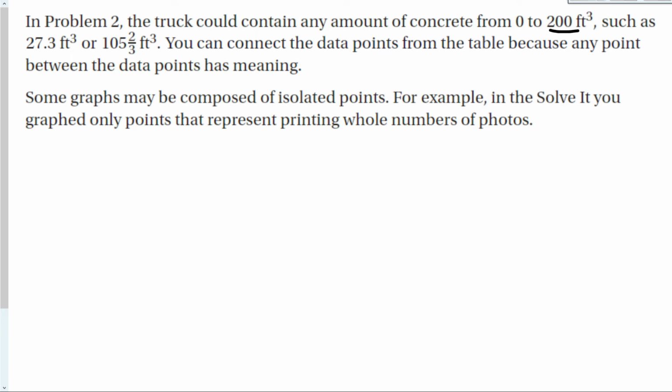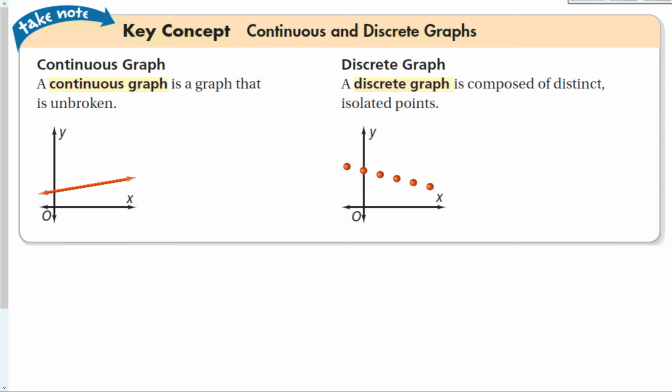Okay? So some graphs, you can connect all the data points from the table because any point between the data has meaning. Sometimes you can do this, and sometimes you can't. Some graphs can be composed of isolated points. So when we have a continuous graph, that is when we have a graph that's unbroken. We have one solid line. If we have just data points and we don't connect the line in between them, it's called a discrete graph. So we have continuous and discrete.